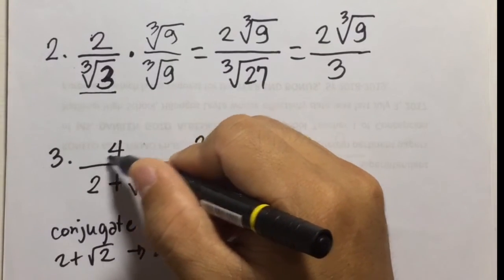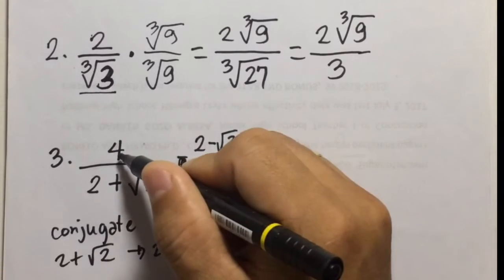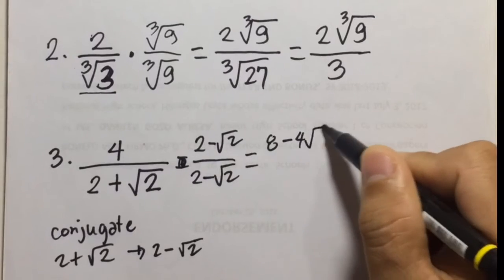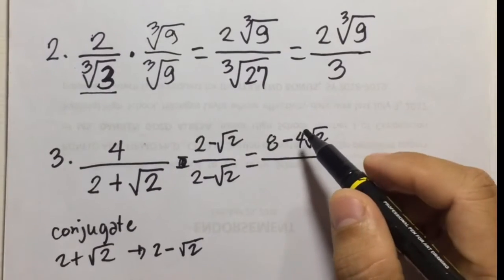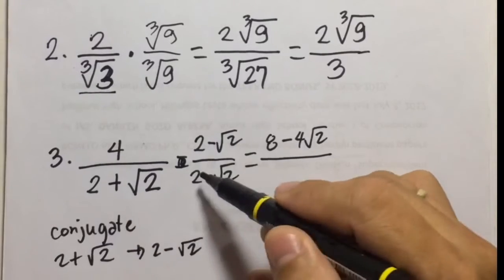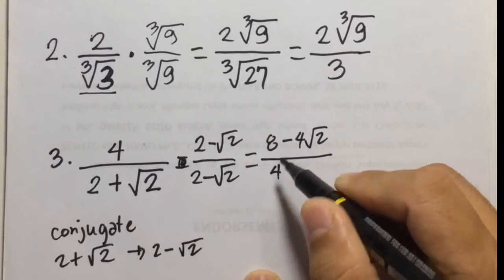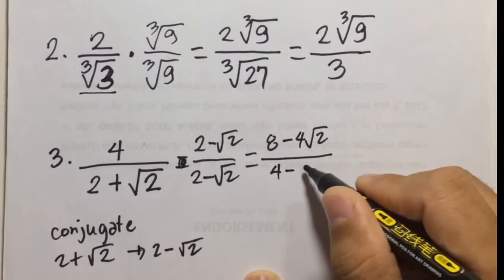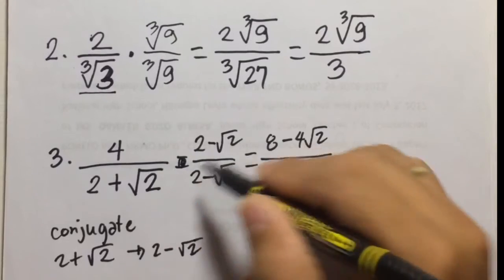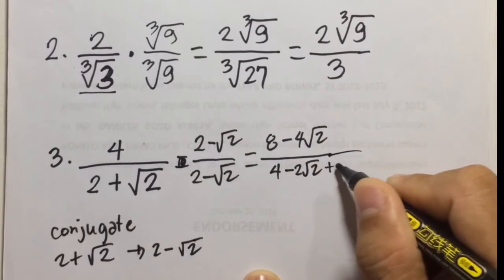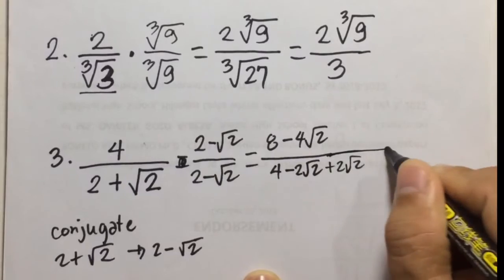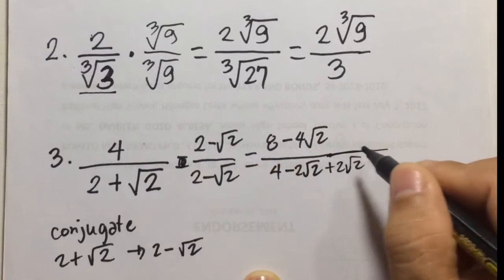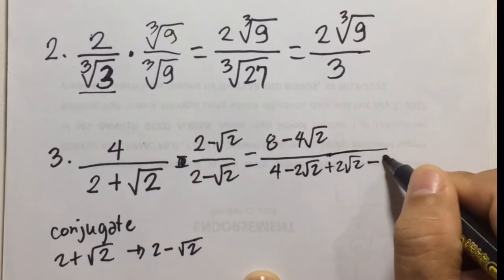Multiplying, 4 times 2 will be 8. Then 4 times negative square root of 2 will be negative 4 times the square root of 2. Then 2 times 2 will be 4. Then 2 times negative square root of 2 is negative 2 times the square root of 2. Then the square root of 2 times 2 will be plus 2 times the square root of 2. Then the square root of 2 times negative square root of 2 will be negative square root of 4.